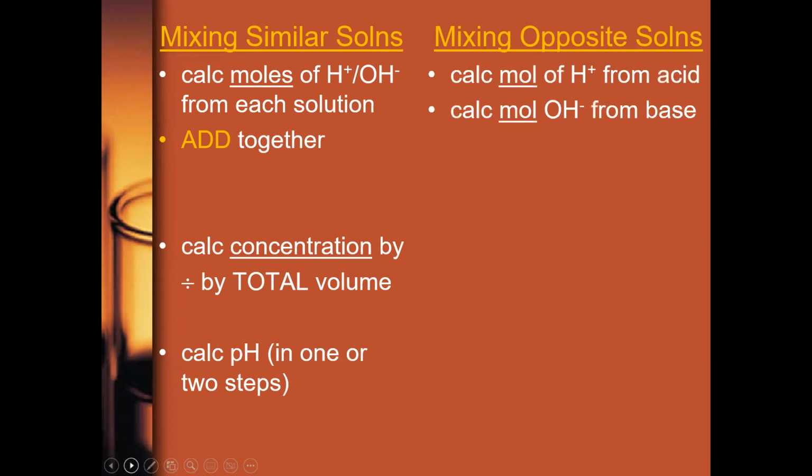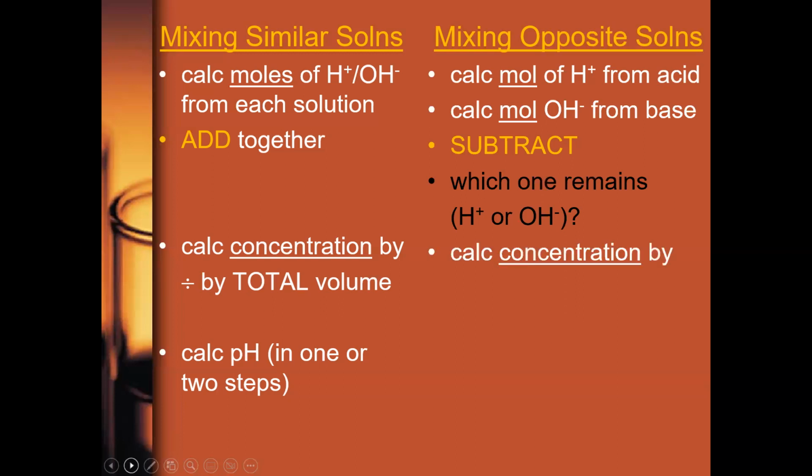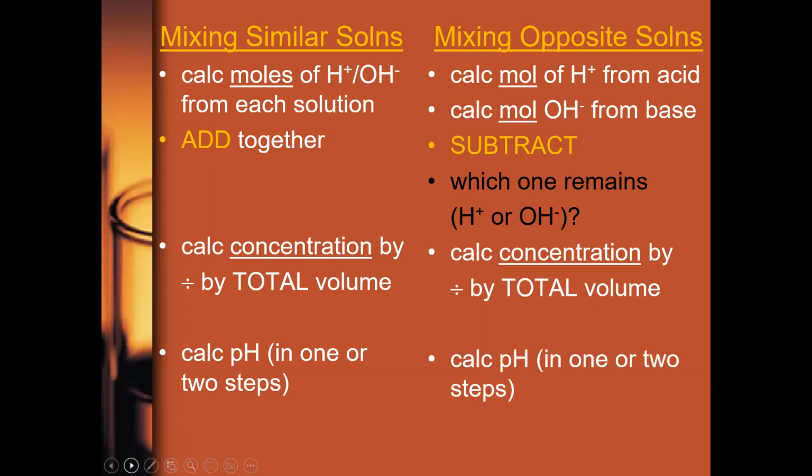Now, if we are mixing opposite solutions, we need to calculate how many moles of the hydrogen ion we have from the acid and the moles of hydroxide ion that we have from the base. Remember, acids and bases are going to cancel each other out, so we will subtract these amounts to figure out how many moles extra of hydrogen or hydroxide we have. And then we can calculate the concentration by dividing by the total volume yet again, and then calculate the pH yet again in one or two steps.